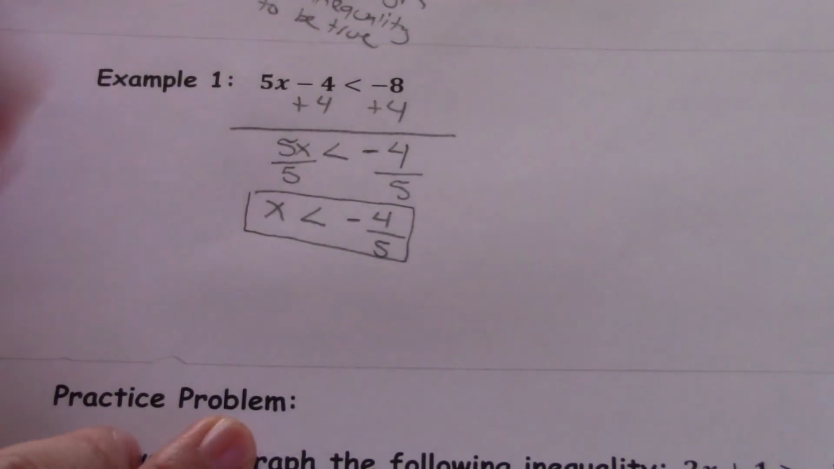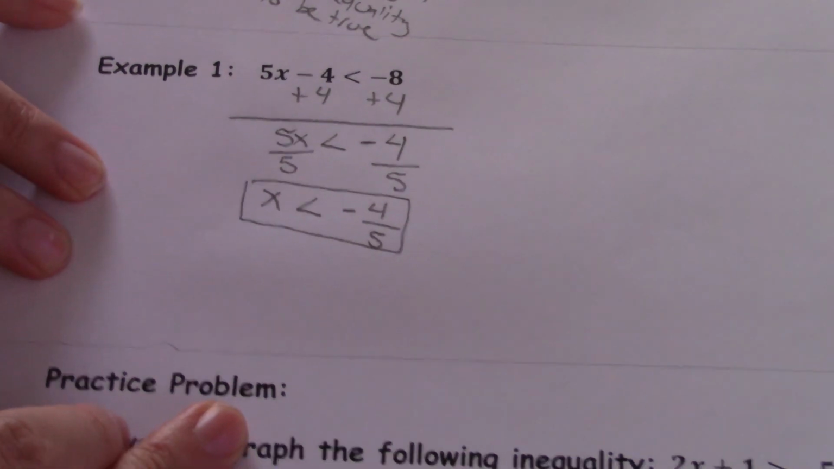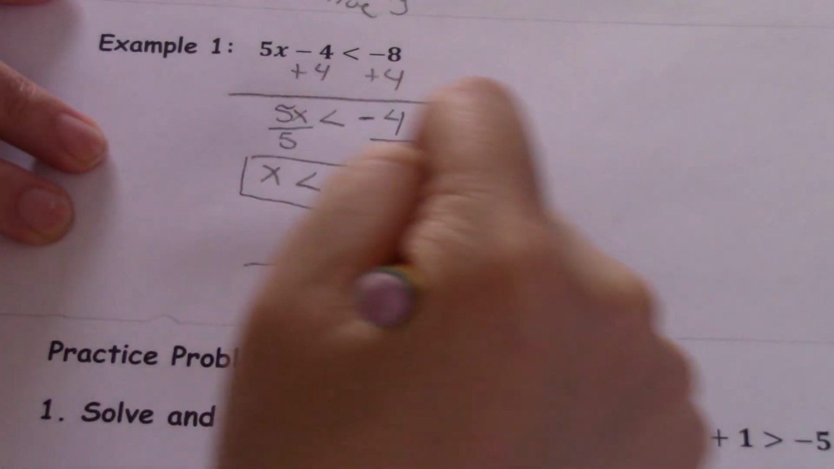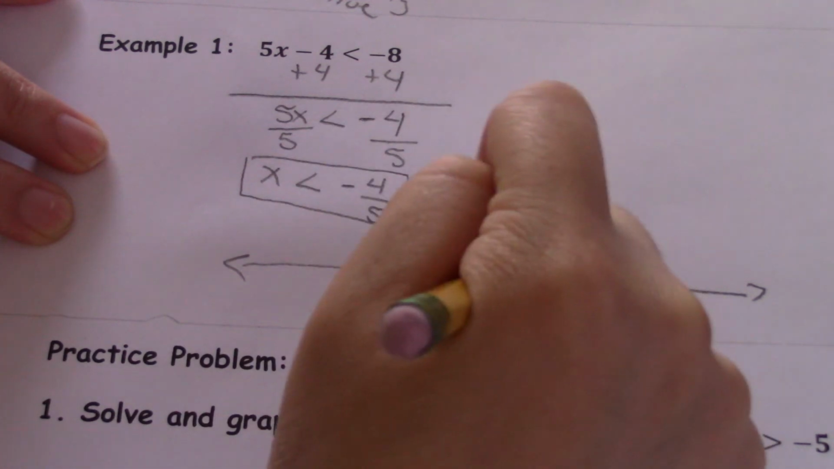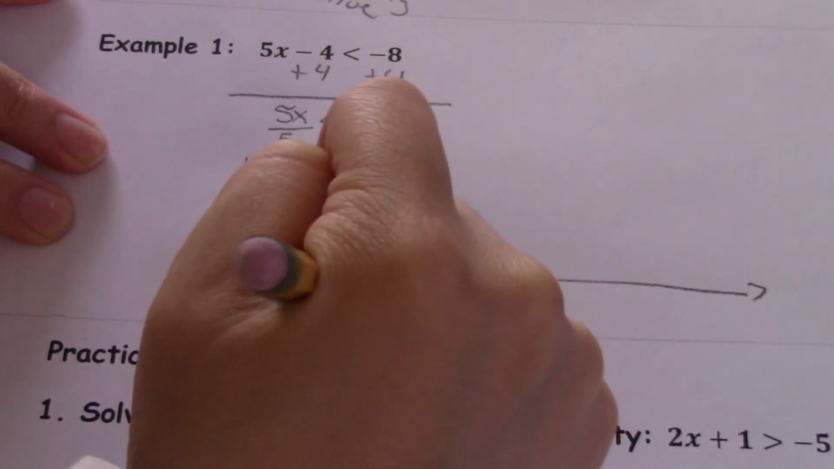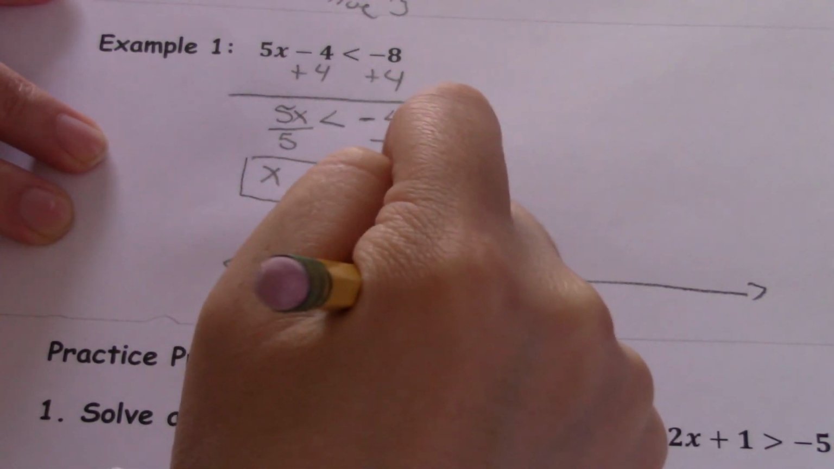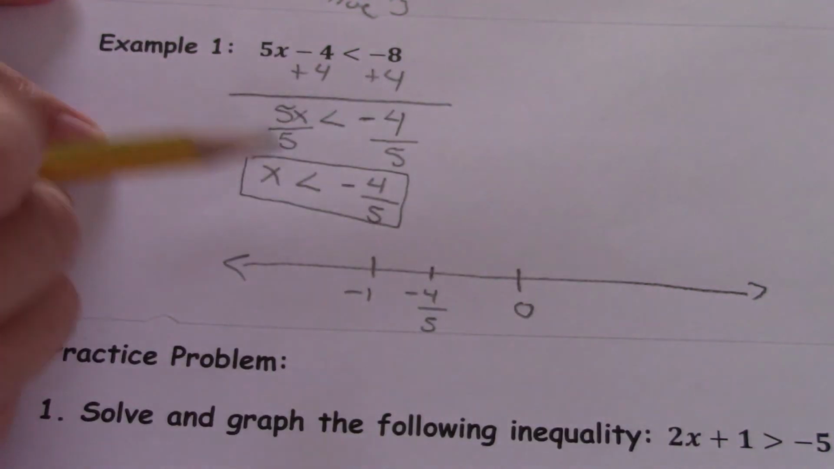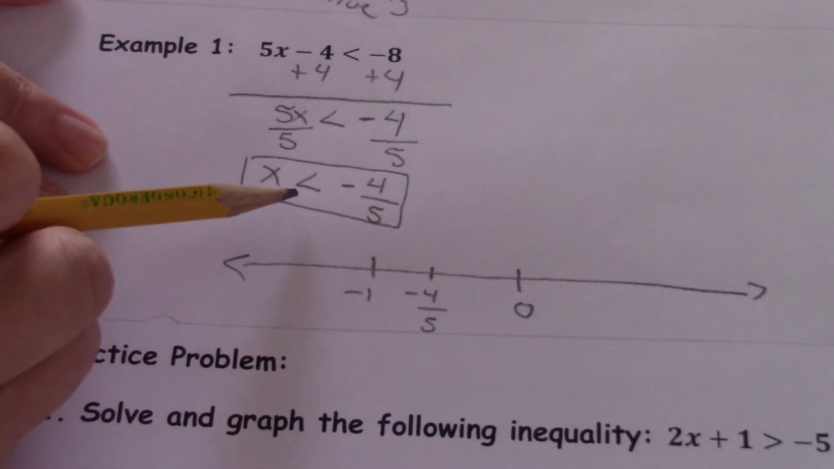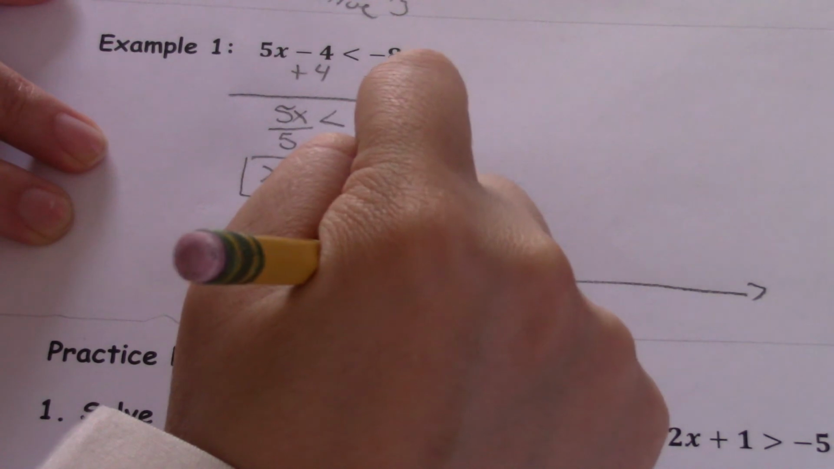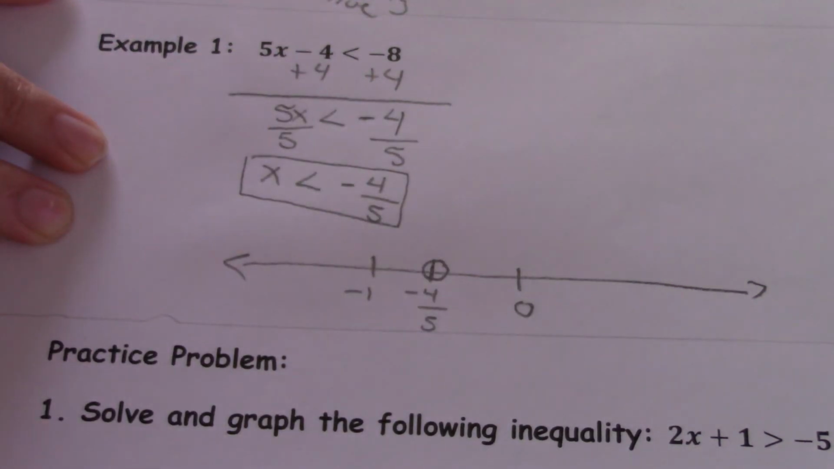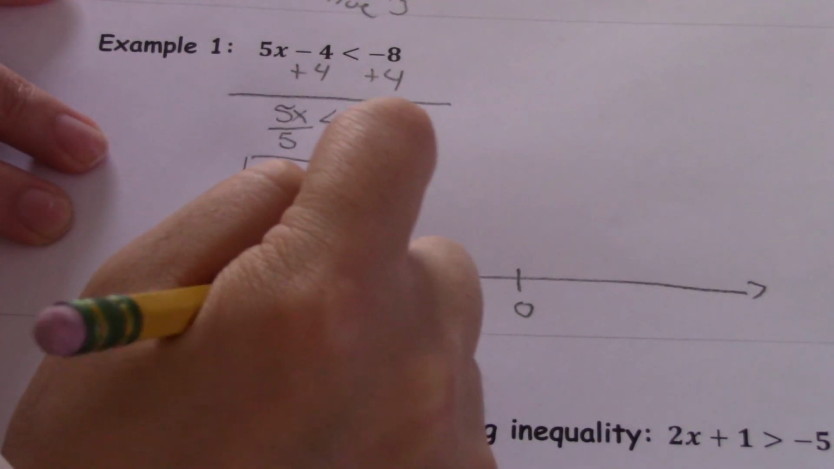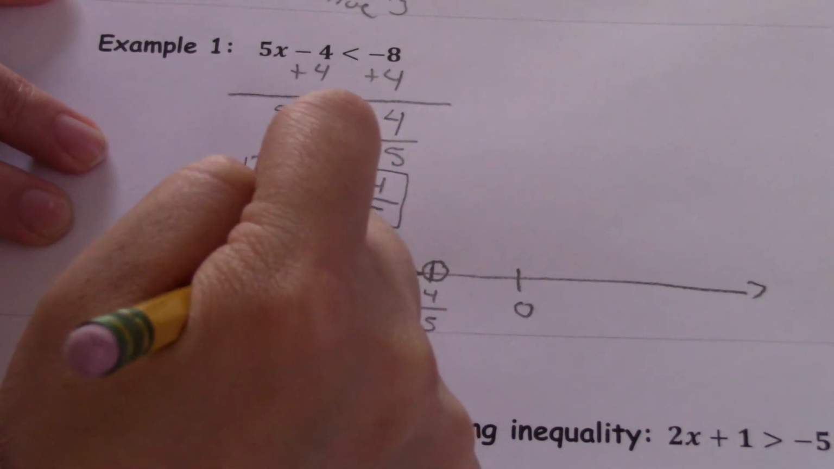Now, let's say I wanted to graph this. X is less than -4/5. To graph this, I'm just going to draw my number line. Here's my 0. Here's my -1. Here's my -4/5. Okay, because it's just a less than symbol, not a less than or equal to symbol, I need an open circle. Since it's less than, I got to shade to the left, just like that.